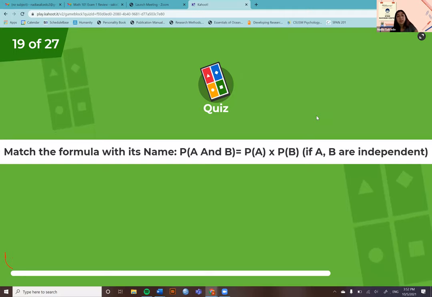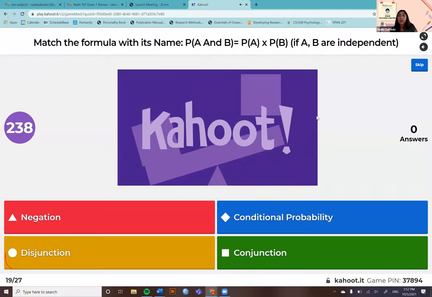Again, match the formula with its name. Probability of A and B is equal to probability of A times probability of B if A and B are independent.